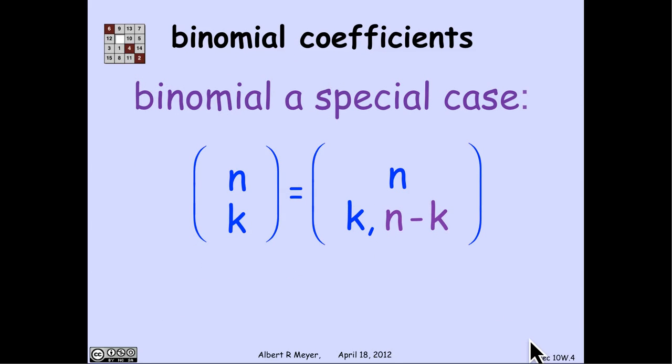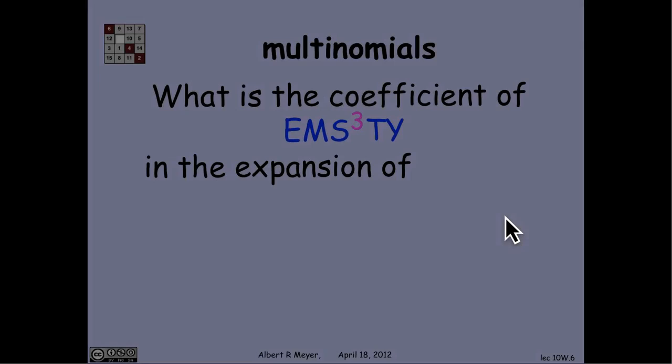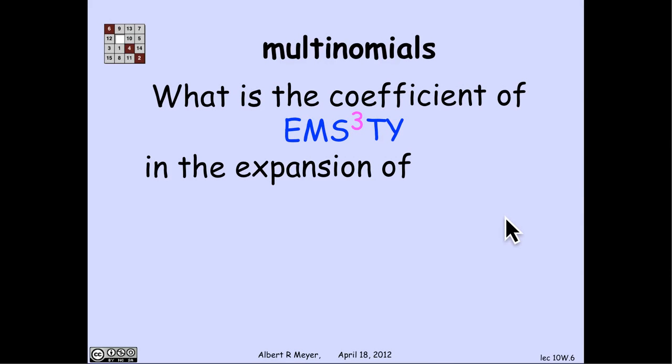Binomial coefficients, by the way, are a special case. When we write n choose k, if we wrote it as a multinomial coefficient, you'd have to write it as n choose k and then n minus k. So we can apply this to think about words and coefficients in expanding things that are more than binomial.